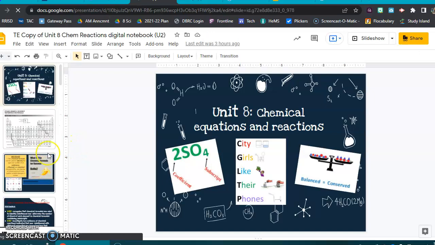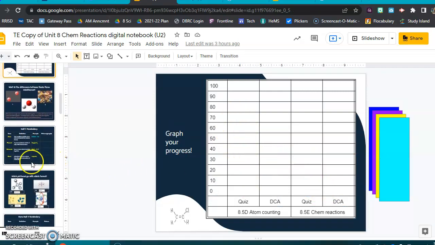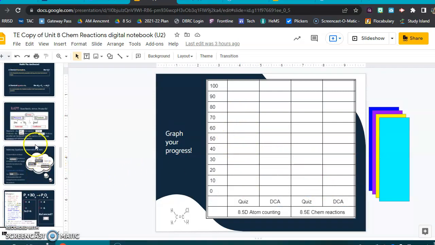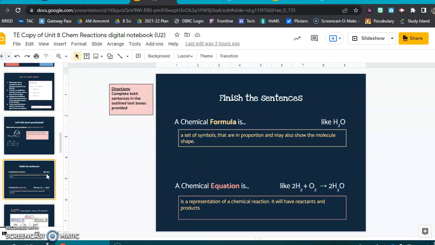Now, you should have yesterday graphed your quiz results right here on slide 5. So no matter what you got, you'd graph it here. Okay. We're going to come over here to slide 14. Just a quick reminder that we multiply only the items on the inside by the coefficient. So here, copper isn't, but phosphorus and oxygen are. So here are some definitions. We completed them. A chemical formula is a set of symbols that are in proportion and may also show the molecule shape. Like water, a chemical equation like 2H2 plus O2 yielding 2H2O is a representation of a chemical reaction. It will have reactants and products.